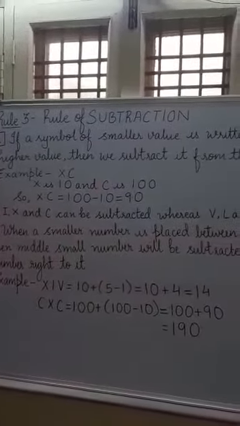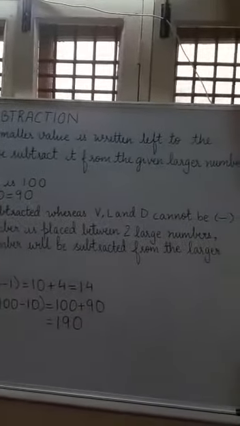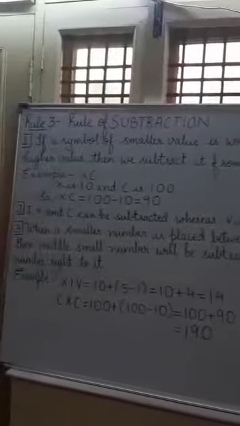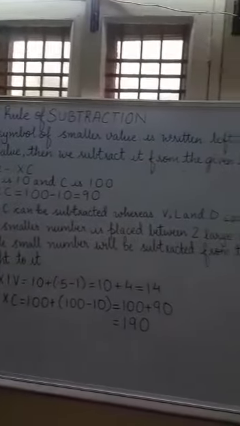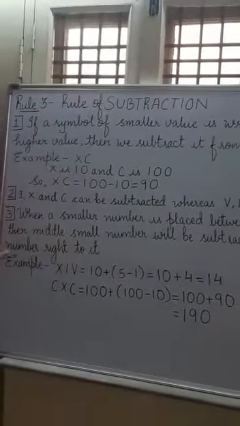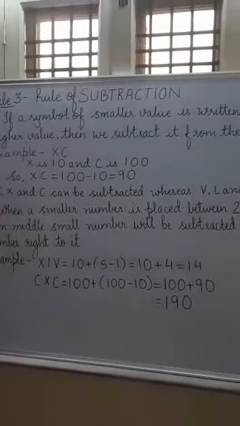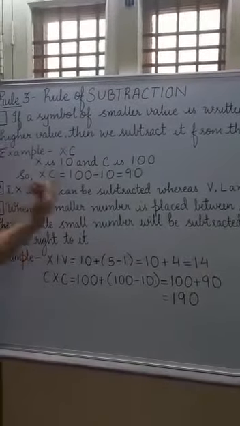Now point number 3 is, when a smaller number is placed between two large numbers, then the middle small number will be subtracted from the larger number to its right. Suppose there are two large numbers and in the middle there is a smaller number. So it is going to be subtracted from the number which is given to its right.